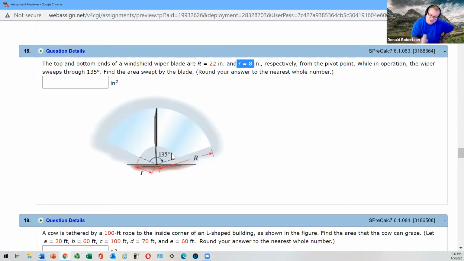It's still the area of a sector, but actually isn't it the area of two sectors and you subtract one from the other? So what you would do in this question is find the area of a sector where the radius is 22 and the angle in the center is 135, right? Wouldn't that be the big sector? And then you find the area of the little baby one. That would be the radius of 8.